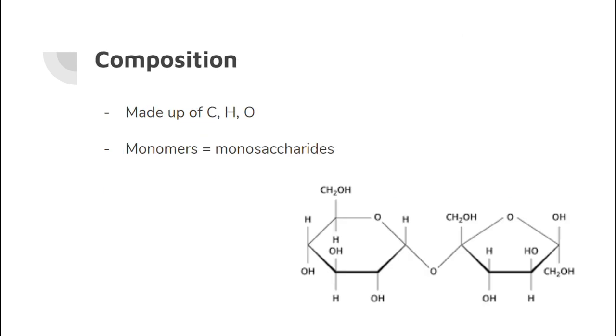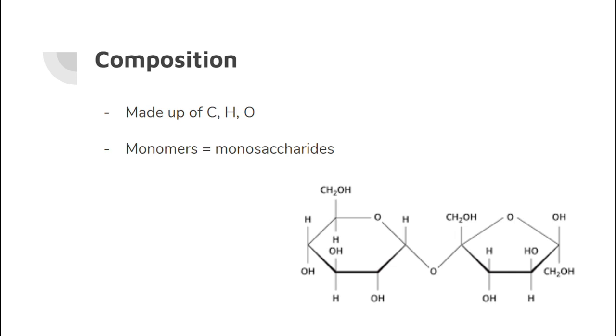When we're looking at the composition of carbohydrates, they are made up of the elements carbon, hydrogen, and oxygen. The ratio of hydrogen to oxygen is always 2 to 1 in carbohydrates. And the monomer for carbohydrates are going to be monosaccharides.